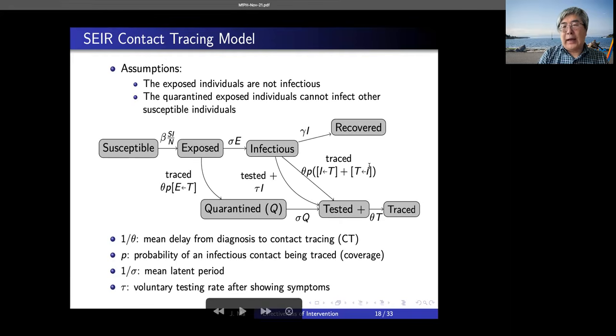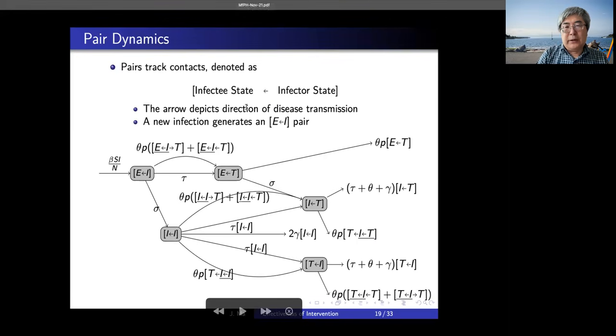So these arrows, or these square brackets with the two nodes and the arrows in between, they label the pairs, who infected who. The arrow denotes the direction of transmission in this pair, and the two letters denote the infection state of the two nodes in the pair. So that's the general form of the pairs.